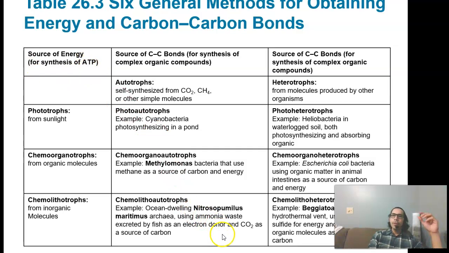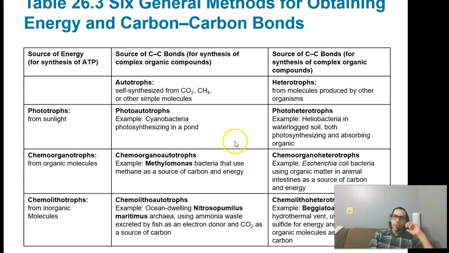Now for the second part, we have to determine whether it's getting the carbon from the environment, like CO2 or methane, or is it getting the carbon from organic sources, so from other organisms. What it says here is that CO2 is the source of carbon, so it's getting it from the environment. That means this would be called a chemolithoautotroph.